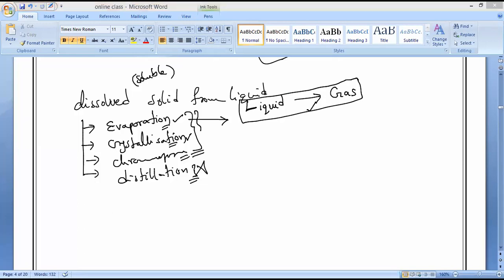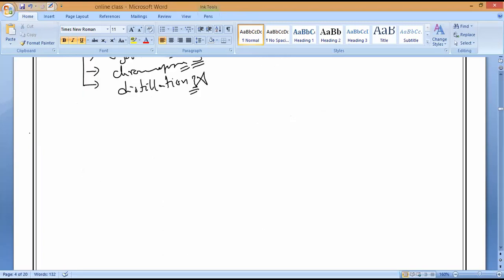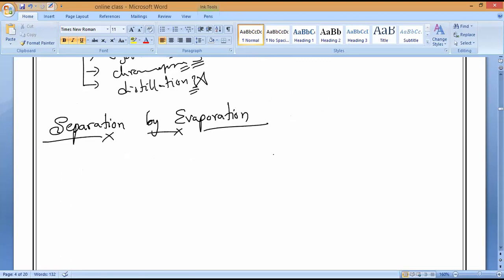So now please all of you keep the heading: Separation by evaporation. Shall we start? Do you all already know what evaporation means? Converting liquid state into what state? Liquid state into gaseous state is only called evaporation.